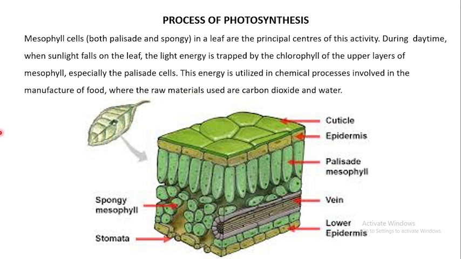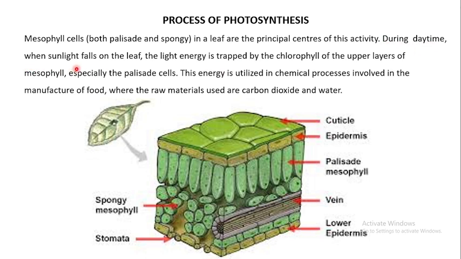Now, my children, for the process of photosynthesis, it is very important to understand this diagram. Mesophyll cells, I already told you what they are: palisade tissue and spongy cells. You can see this one on the upper epidermis is known as palisade, and these ones are known as spongy mesophyll. The mesophyll cells in a leaf are the principal centers of photosynthesis.